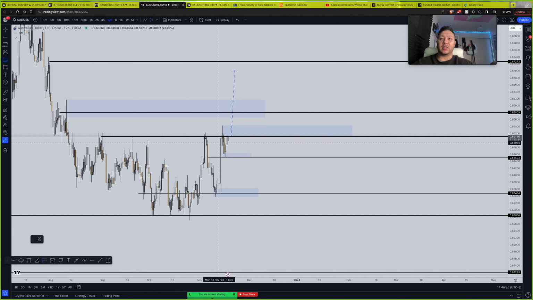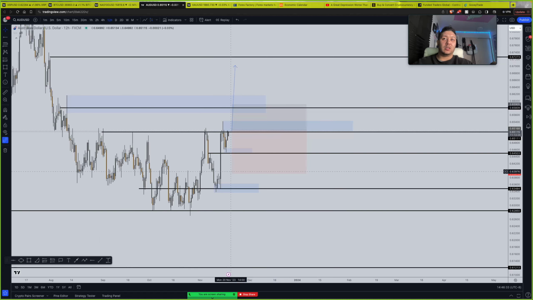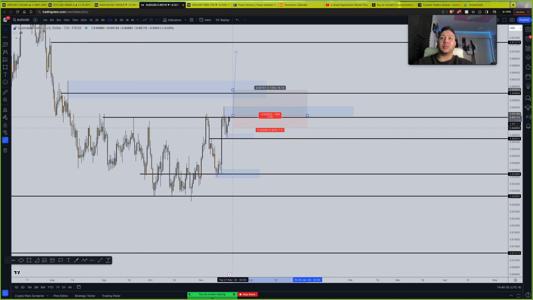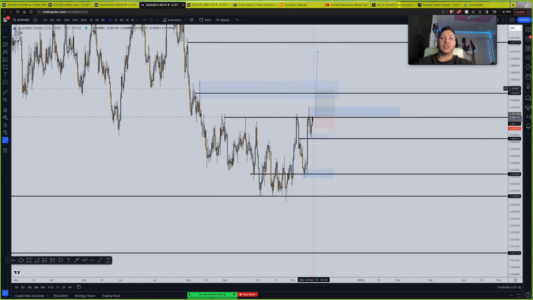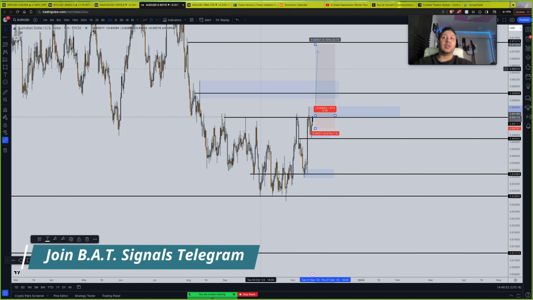Overall, I see something like this for XRPUSD. Continuation up to the 658, 659 price range. A stop loss could potentially be placed right below the previous 12-hour candle, slightly below it. Overall, you have a potential 2R trade, and potentially even more if it does break above that point and just continues moving bullish up to 6.7.